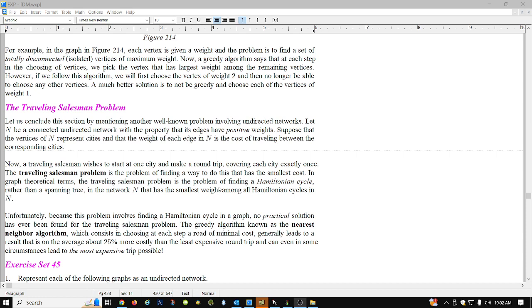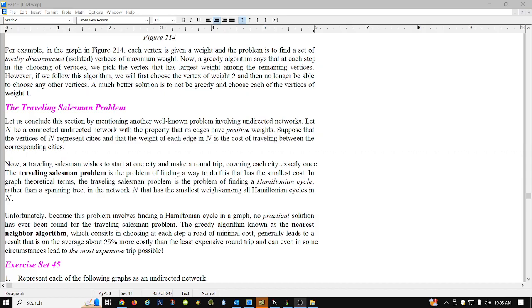Now, a traveling salesman wants to start at one of the cities and make a round trip covering each city exactly once. And the traveling salesman problem is the problem of finding a way to take this trip that has the smallest cost. So you can see the similarity to the minimum spanning tree problem. But in graph theoretical terms, the traveling salesman problem is the problem of finding a Hamiltonian cycle, rather than a spanning tree, in the network that has smallest weight among all Hamiltonian cycles.